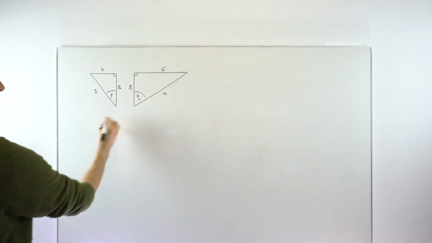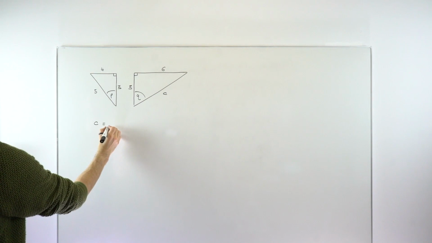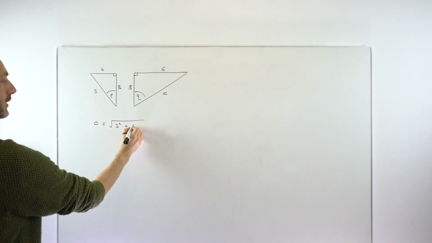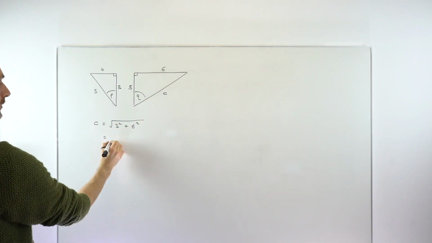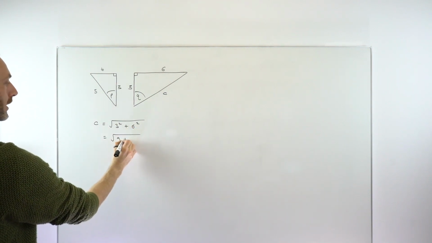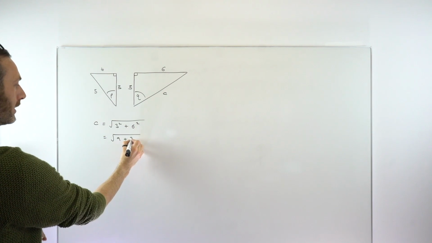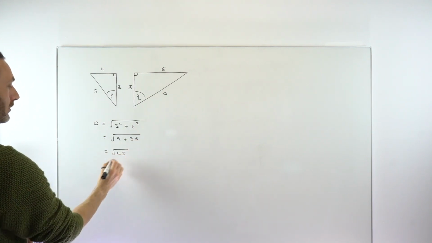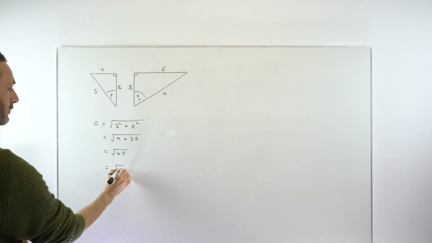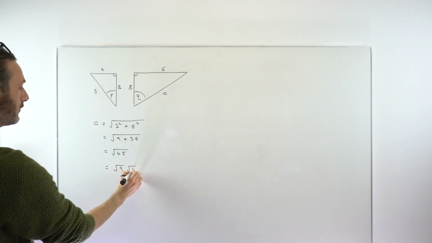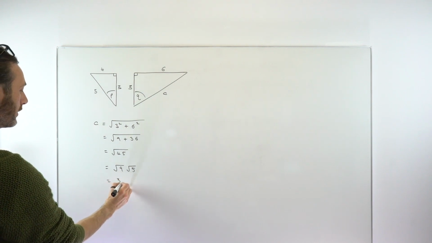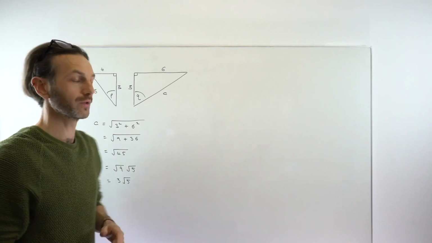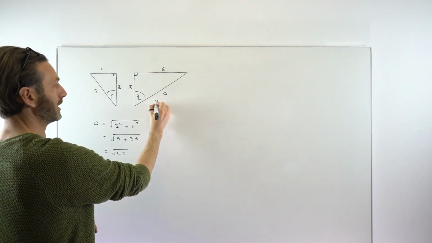If we call that side C, then C would be equal to the square root of the sum of the squares of the other two sides. So that's going to be the square root of 9 plus 36, which is the square root of 45. That would simplify down using surds, so that becomes root 9 root 5. Square root of 9 is 3, so that becomes 3 root 5. So that side length there is either root 45 or, in its simplified form, 3 root 5.